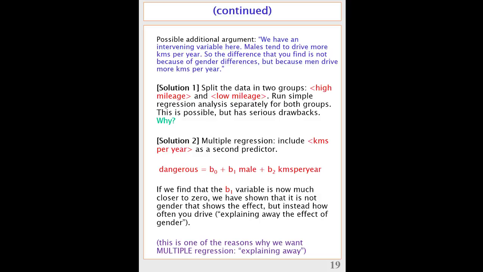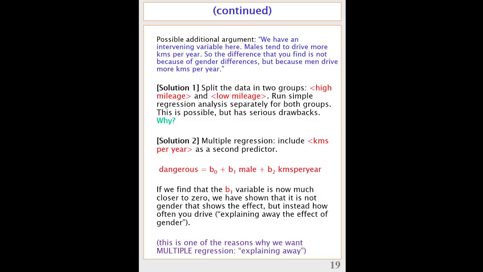So then if we have a separate group, all these people here have low mileage, so they more or less drive the same amount of kilometers per year. We rerun that regression, and now we test if there's still a difference between males and females. And for the other part, we do that as well. All the people who drive a lot of kilometers, we rerun the regression and we check if there is a difference. There's nothing wrong with that, by the way, but it does have a couple of serious drawbacks. Obvious ones, I guess.